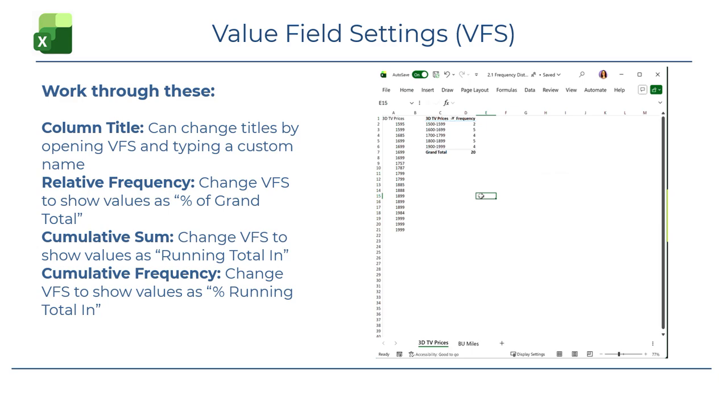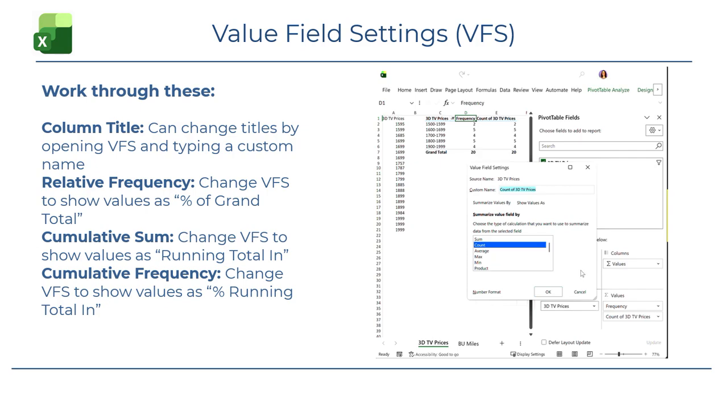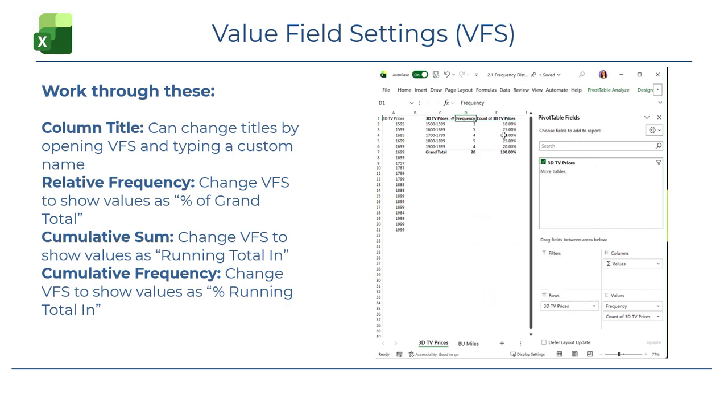I can also create a column of relative frequency. So again, I'm just going to click on my pivot table. I'm going to drag 3D TV prices down again. And then when I do that, again, I'm going to go to value field settings, and I'm going to choose show values as, and then show values as no calculation. I'm going to choose percent of grand total and click OK. And notice it has now the percent of grand total. And of course, I could have changed some of that as well to make it a whole number and so forth.